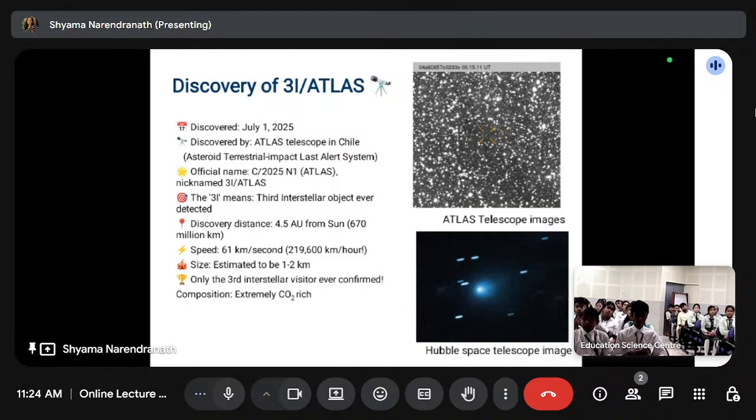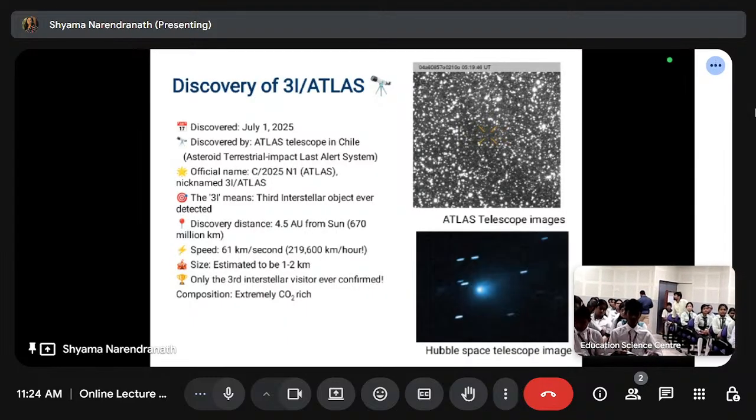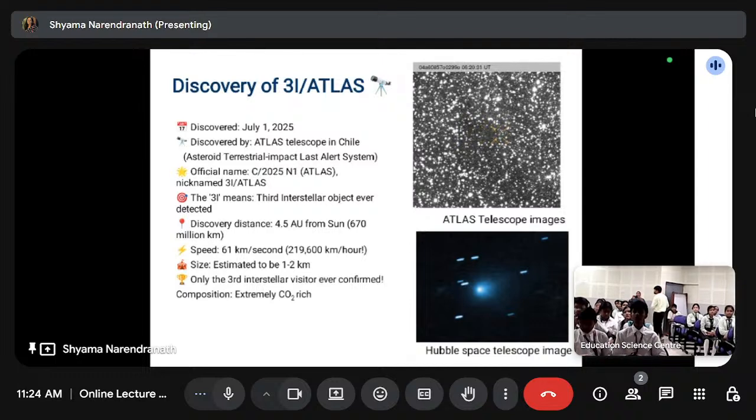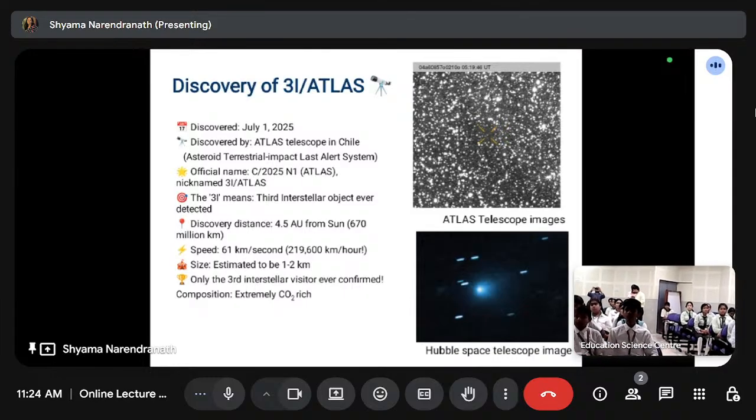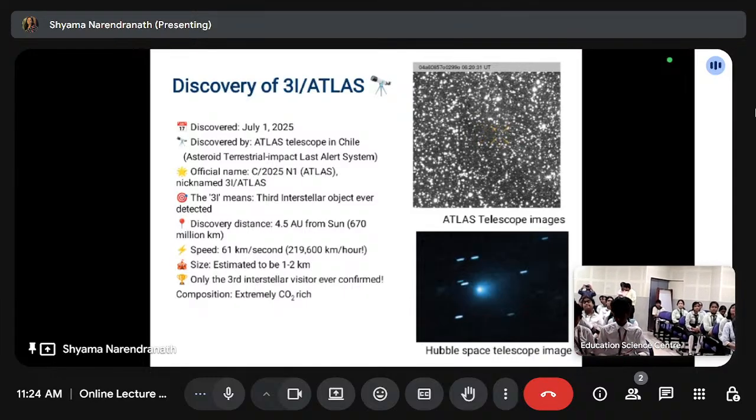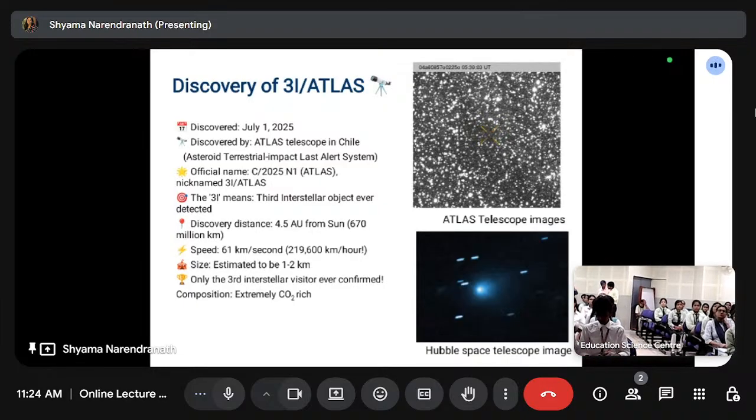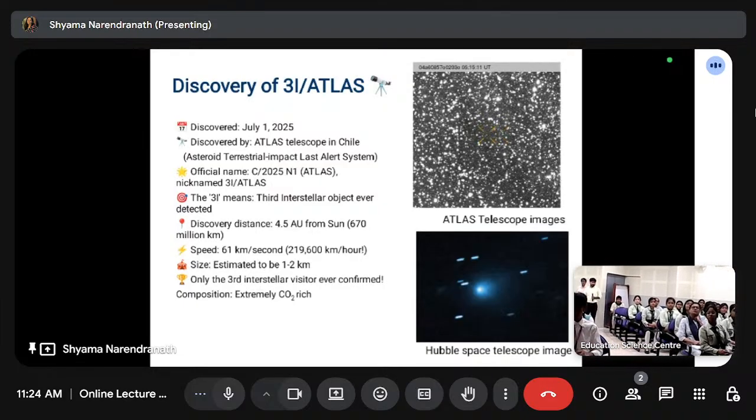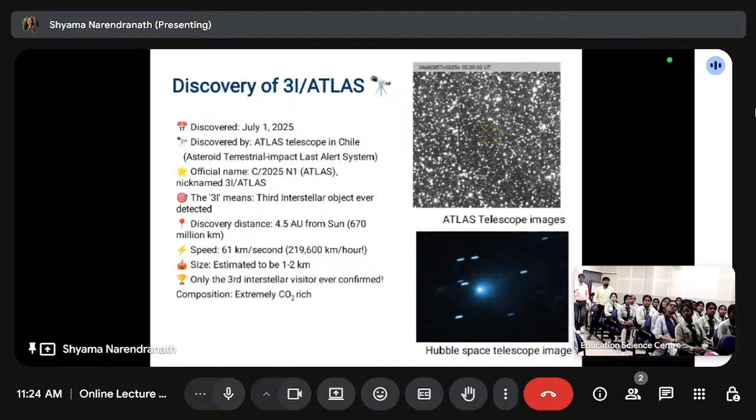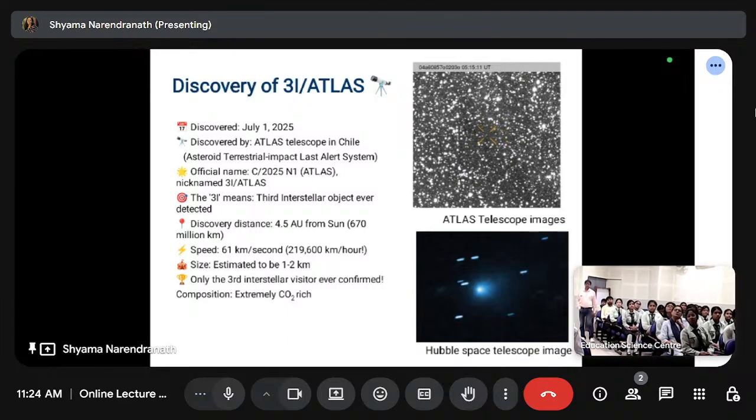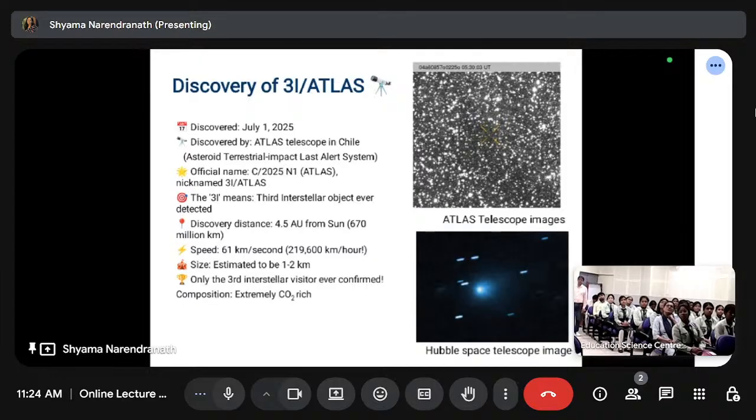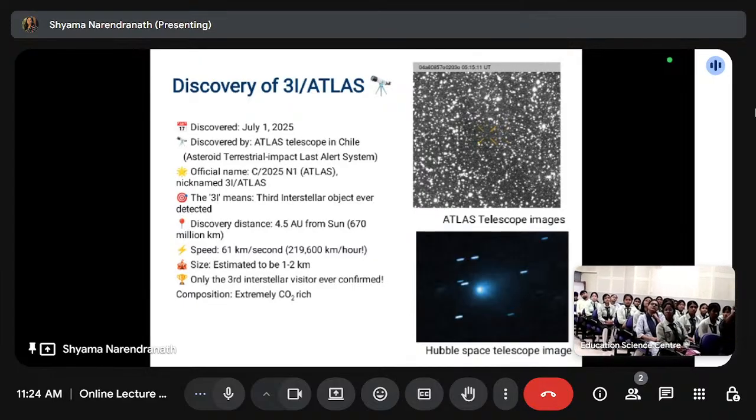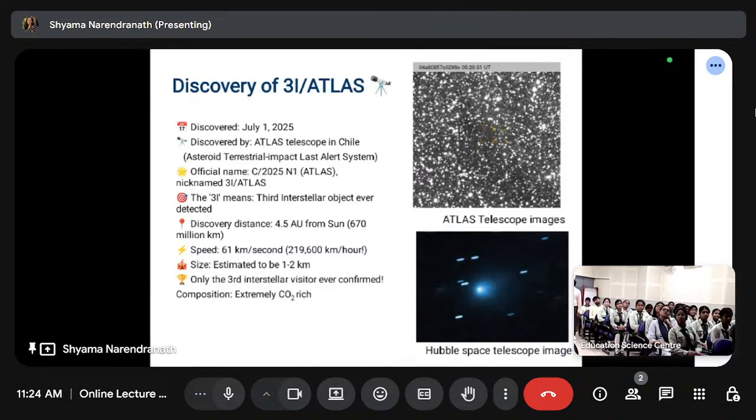This is a telescope in Chile called the Asteroid Terrestrial-impact Last Alert System. It is basically made to alert if there are asteroid impacts, which means it is tuned to look at fast moving objects by taking snapshots of the sky. So you keep looking at the sky, take many photographs, and you can code and make software to identify what's changing between the frames, so they can automatically identify. So this is how 3I/ATLAS was identified.